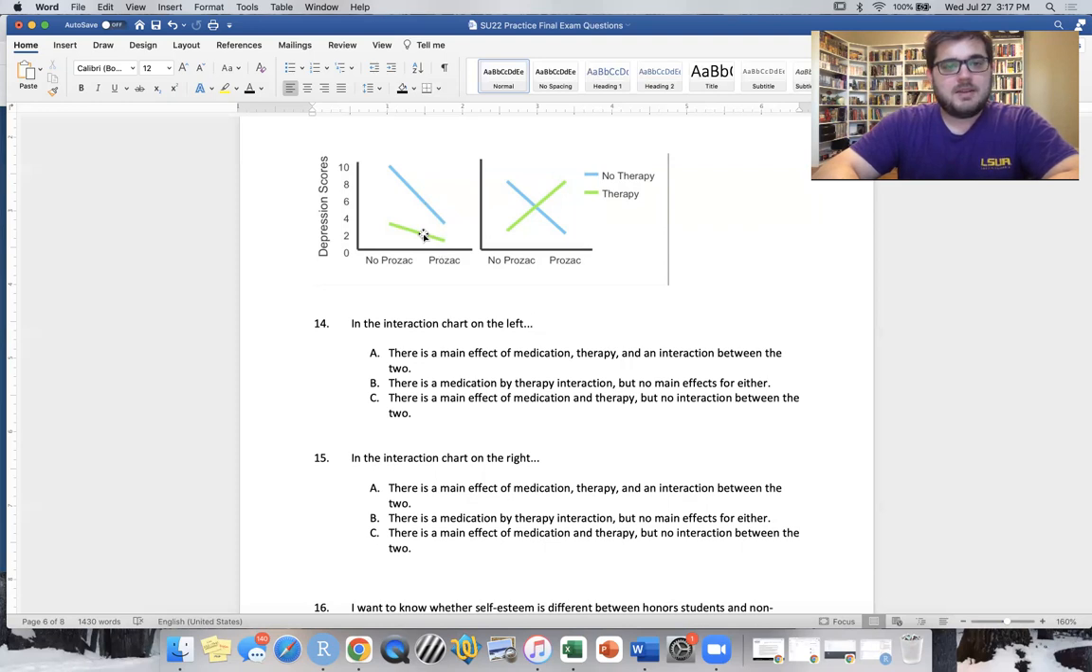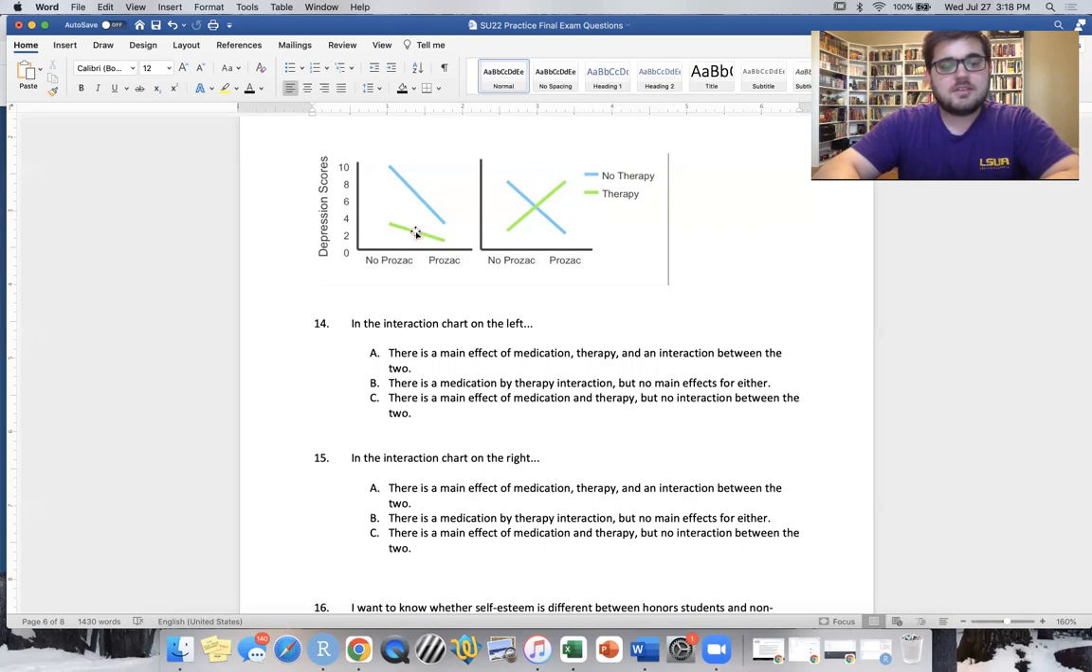If you look at the main effect of therapy, that's the green line versus the blue line. For the green line, you have no Prozac here and Prozac here, so you meet in the middle. That's about where the average of therapy is when you average over no Prozac and with Prozac. And when you average over no Prozac and with Prozac for the no therapy group, your average meets in the middle about here. Pretty big distance between the middle of the blue line and the middle of the green line. So I would say there is a main effect of therapy versus no therapy.